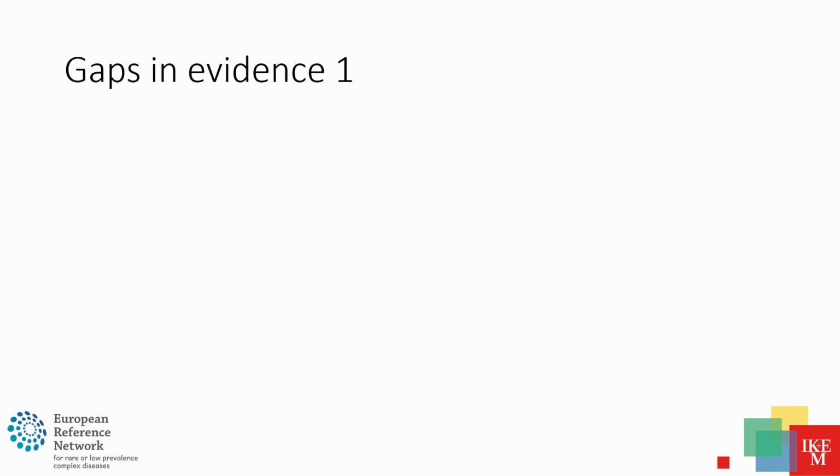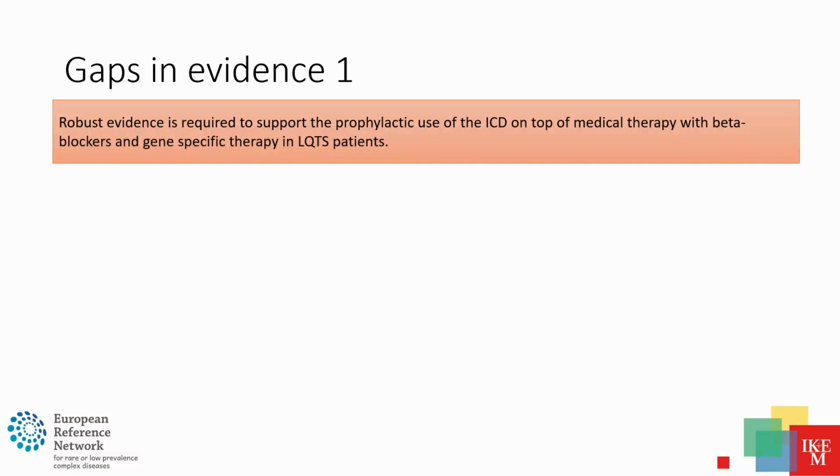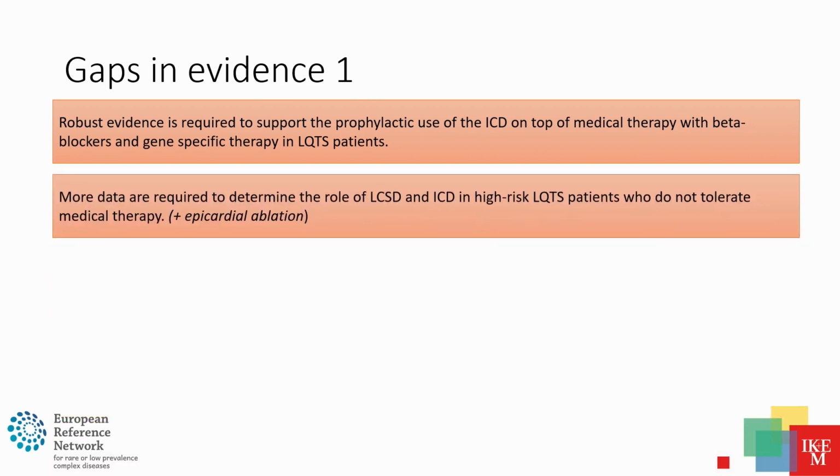So there are also gaps in evidence. Of course, they are also written in the guidelines. I will then add, from my point of view as a cardiogeneticist, that of course more robust evidence is required to support a prophylactic use of ICD on top of medical therapy with beta blockers and gene-specific therapy in LQT patients. There is a gap in evidence in that we need more data on the role of left cardiac sympathetic denervation and ICD in high-risk LQT patients, and maybe we certainly need more data on the possibility of epicardial ablation in all these patients.